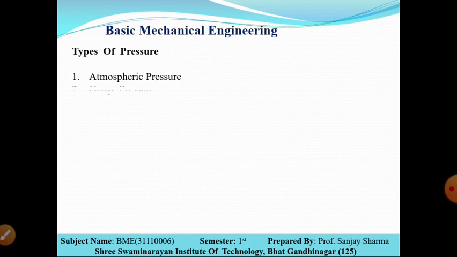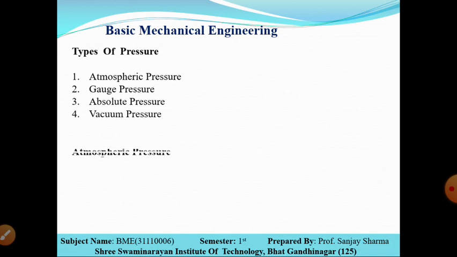What are the different types of pressure? Now here we start with today's session, that is types of pressure: atmospheric pressure, gauge pressure, absolute pressure, vacuum pressure. Friends, you would have studied this earlier. This is not new to you: what is atmospheric pressure, what is gauge pressure, what is absolute pressure, what is vacuum pressure. So let us see one by one.